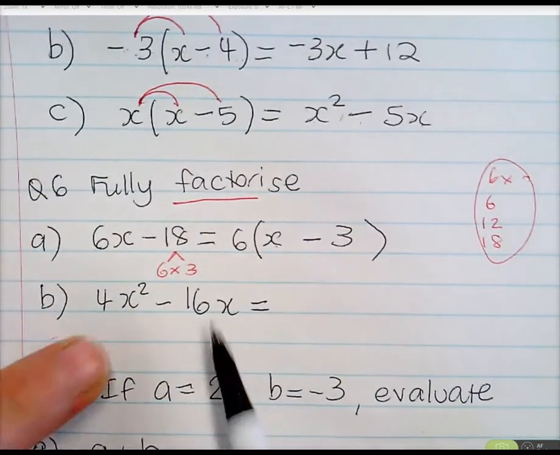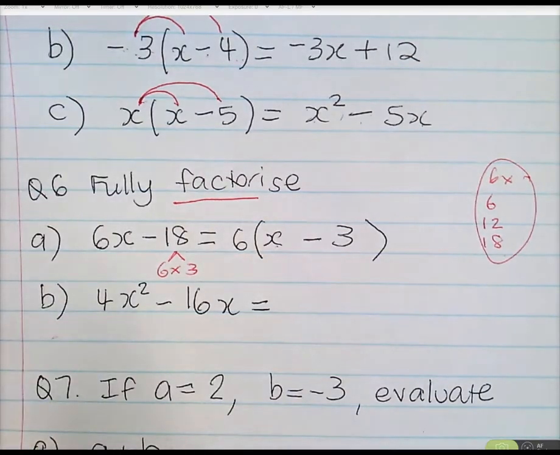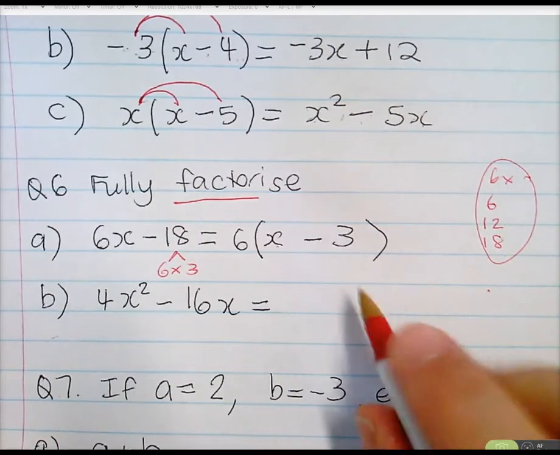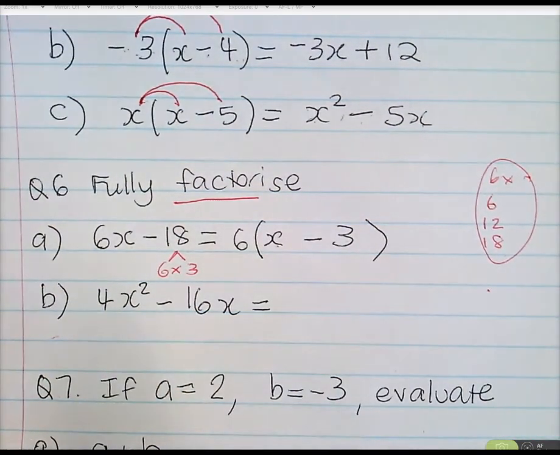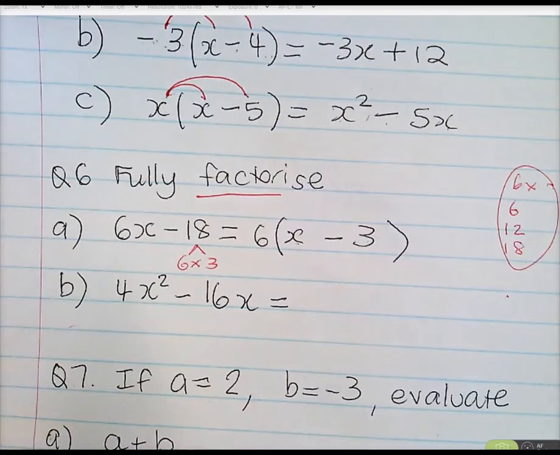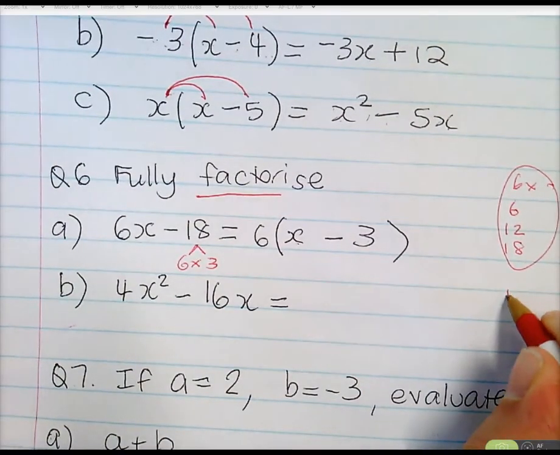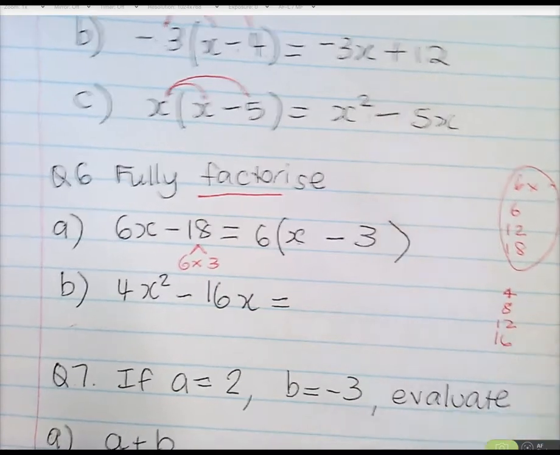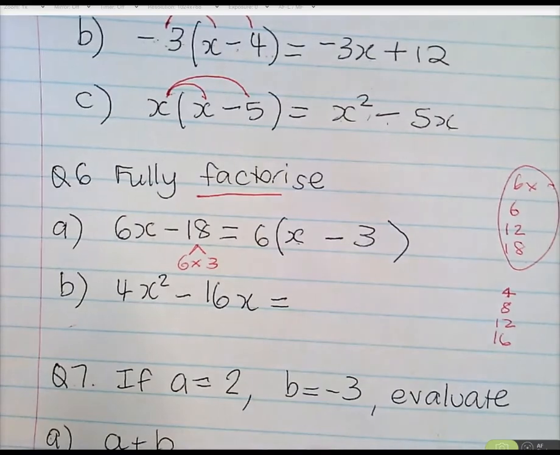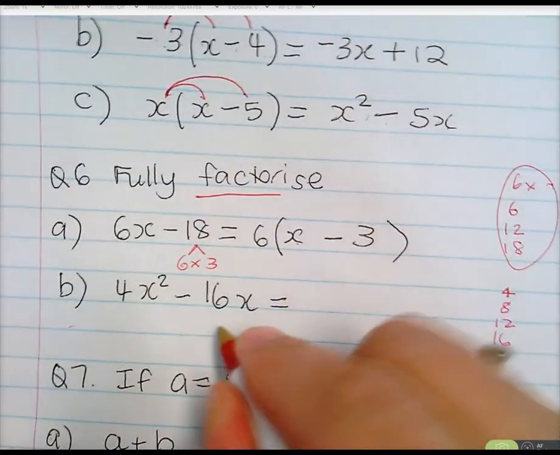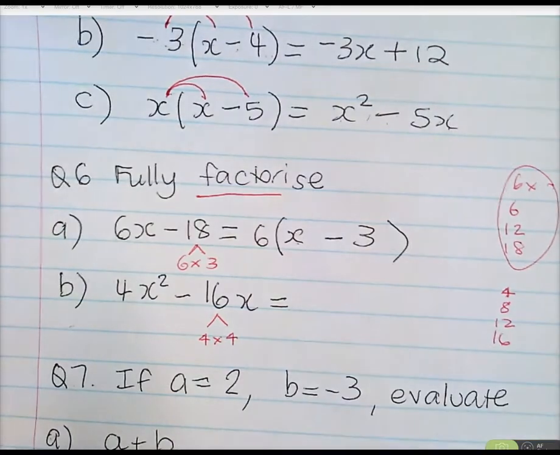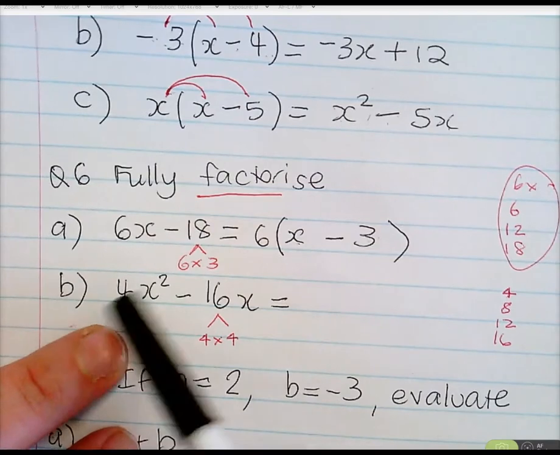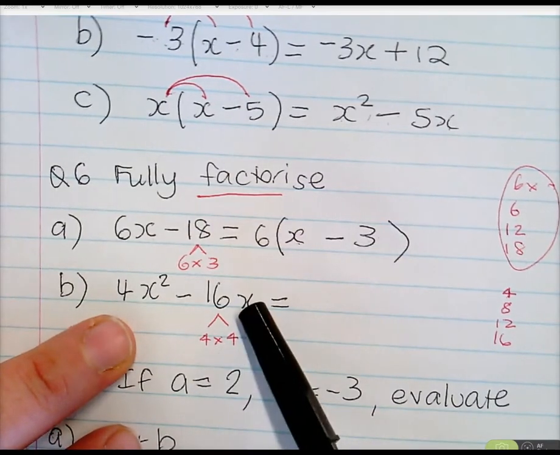But can you think of the times tables that 4 and 16 both belong to? We have to think of what number 4 and 16 both go into. Let's try the 4s: 4, 8, 12, 16. So 4 times what is 16? 4 times 4 is 16. Good. So girls, what I've got is 4x squared minus 16x, or 4x squared minus 4 times 4 times x.